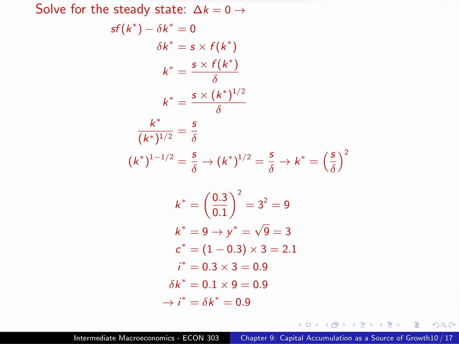Now let's solve for the steady state where the capital stock per worker no longer changes, that is, Δk equals 0.